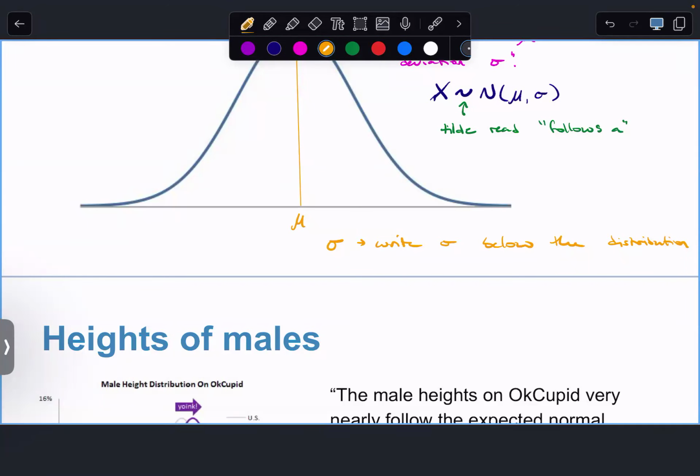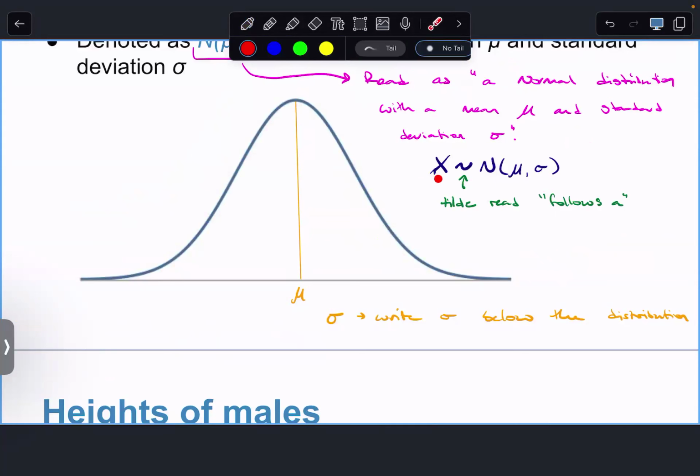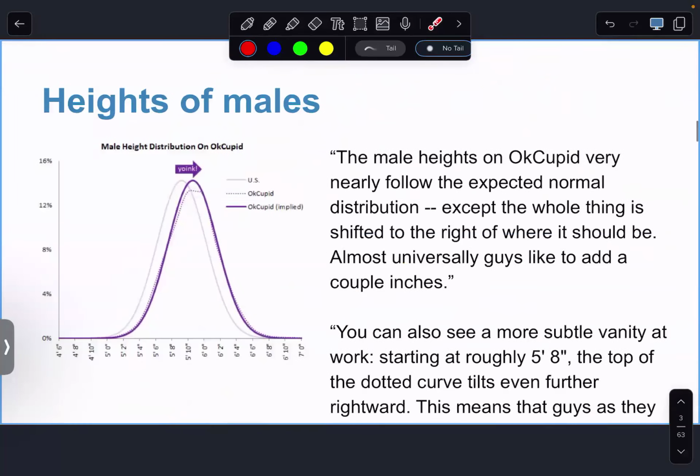So X can be anything that you have measured, right? So anything that follows a normal distribution. One example is heights. This one's pretty funny.